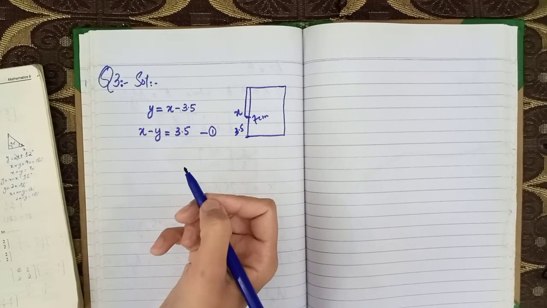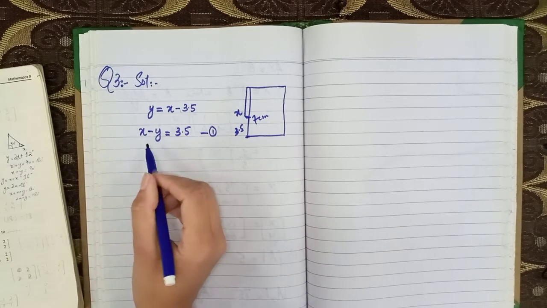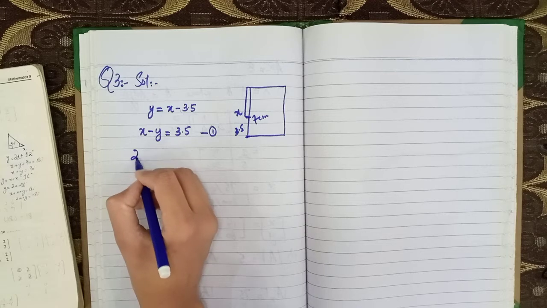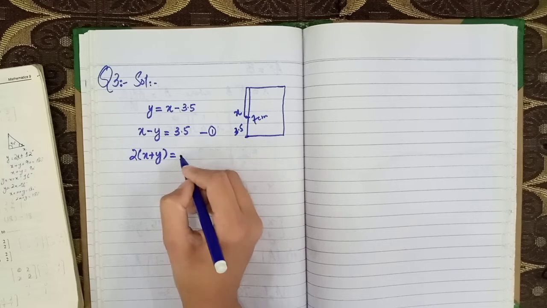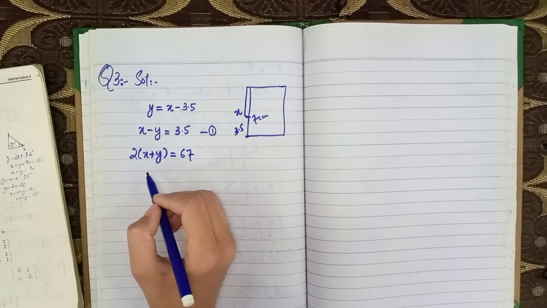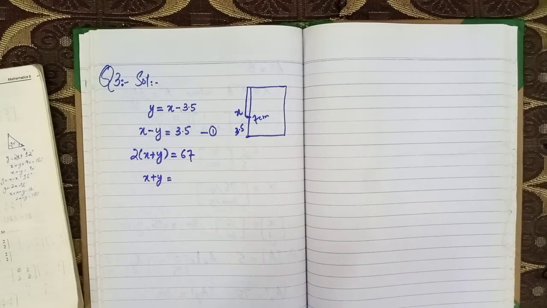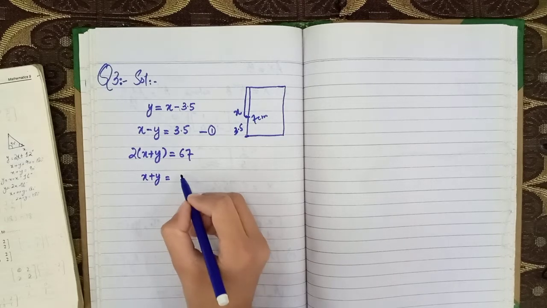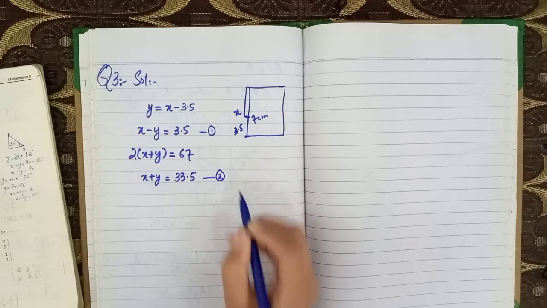In the second equation, we will make the second equation with the help of the perimeter of the rectangle. I mentioned earlier that perimeter is 2 into x plus y, and here the perimeter is 67, so I am directly putting 67 in the equation. x plus y equals 67 divided by 2. The answer would be in decimals. 67 divided by 2 is 33.5. So this is equation number 2.